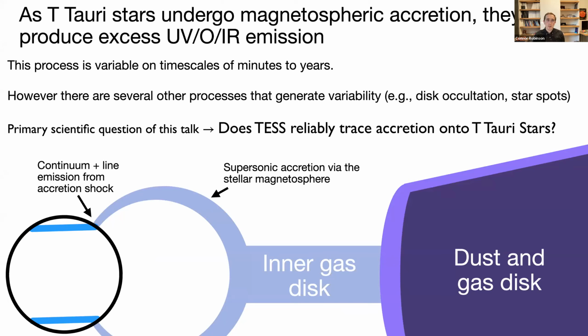To start off with, T Tauri stars undergo magnetospheric accretion at the endpoints of their formation process. This process is variable on timescales of minutes to years, but there are a whole bunch of other processes that generate variability within these systems as well, things like disk occultation or star spots rotating around. The primary goal of this project was to identify if TESS reliably traces accretion onto T Tauri stars. So can we use this to do further studies of accretion onto T Tauri stars?